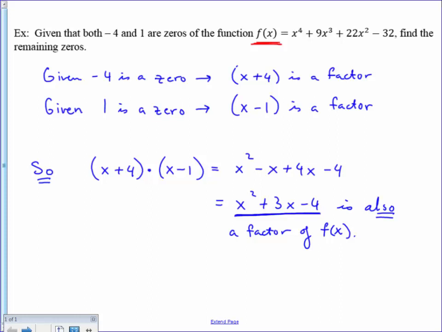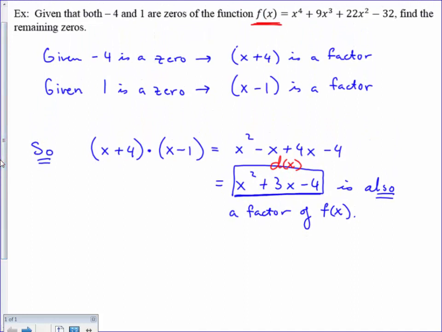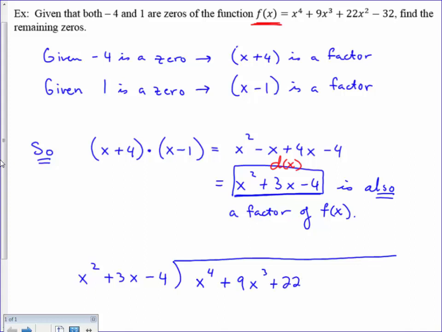Now what you're going to do with this new factor is you're going to let it become the divisor so that you can find other factors. So in this problem, we're going to use that new product. We have x squared plus 3x minus 4. That's basically the largest factor that we know of f of x. And then we're going to divide. Okay, the f of x term or piece goes on the inside of my division here. This is x to the 4th plus 9x to the 3rd plus 22x squared.